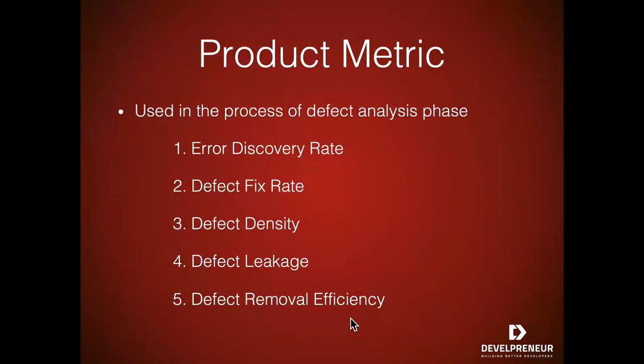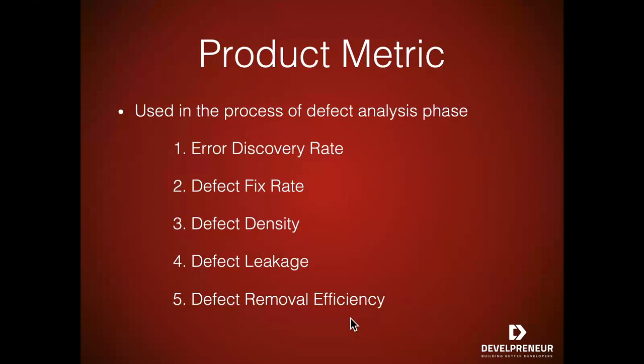Next, we have our product matrix used in the process of defect analysis phase. So we're looking at things like error discovery rate, defect fix rate, defect density, defect leakage, and defect removal efficiency. So error discovery rate is used to determine the effectiveness of the test cases. Defects fix rate helps to know the quality of a build in terms of defect fixing. Defect density is defined as the ratio of defects to requirements. Defect density determines the stability of the application, and this is really key. A lot of companies actually miss this one.